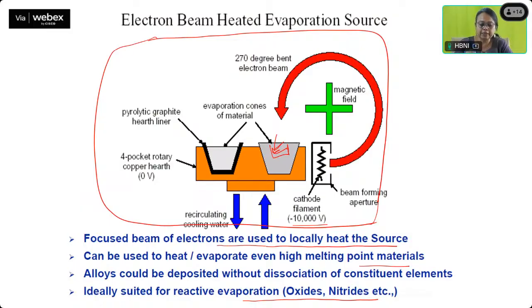And to make a multi-layer, we should have 2 crucibles. First the electron beam is coming and hitting this. Then we change the magnetic field, the current to the magnet. This is an electromagnet. So that next time it is coming and falling here. That way we can have a multi-layer deposition.